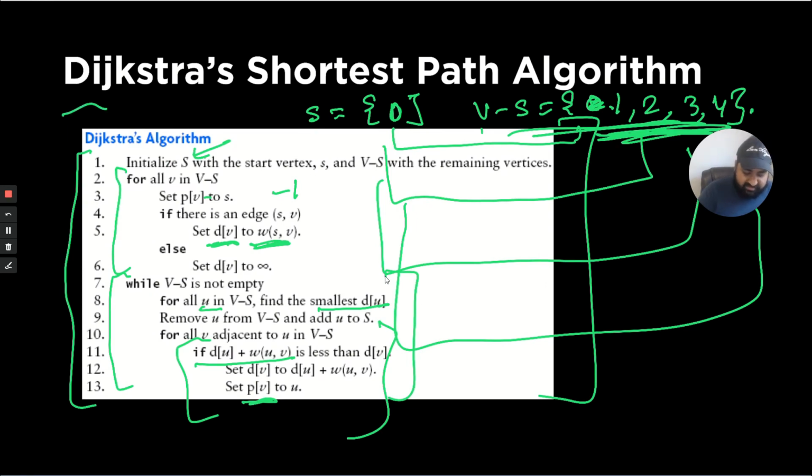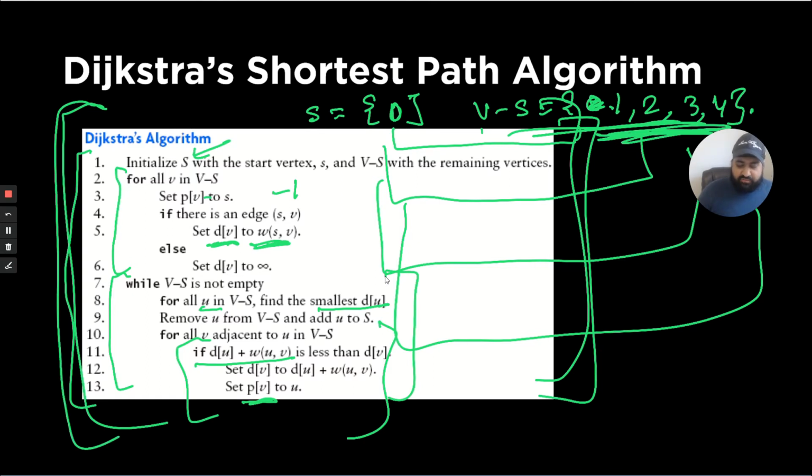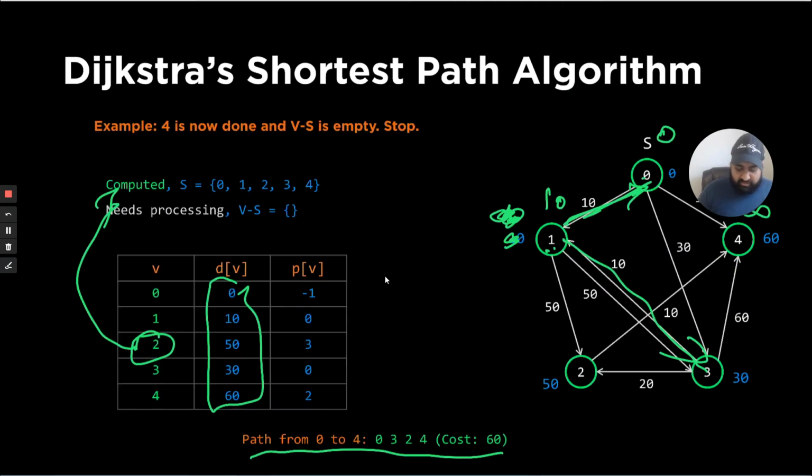Now, the complexity of this algorithm is more computationally expensive if we implement it in this way. So that's why I'm going to show you another pseudocode, which reduces the complexity of the code by choosing a data structure which is a priority queue.